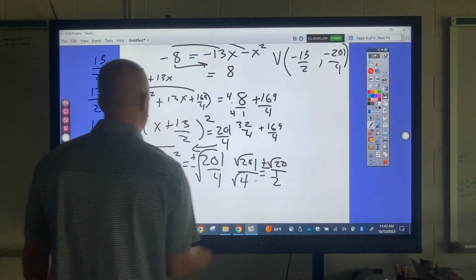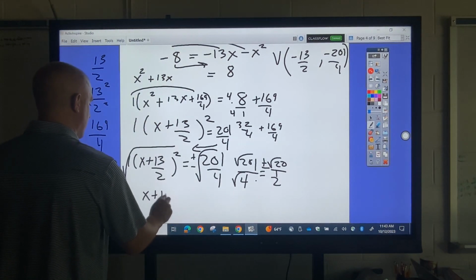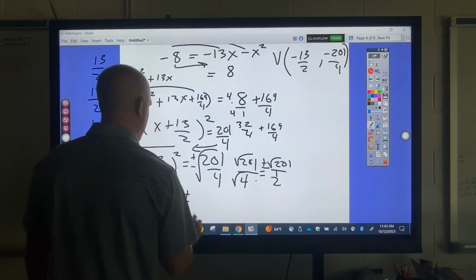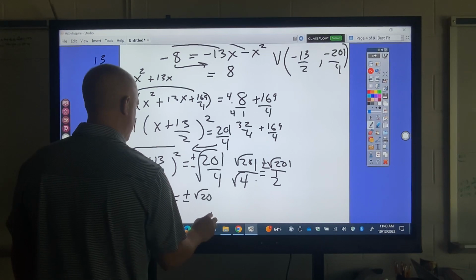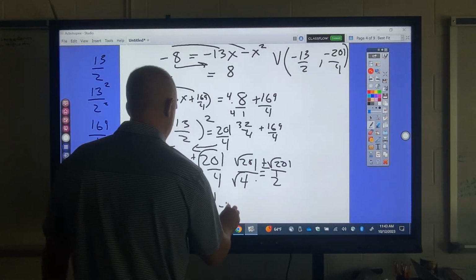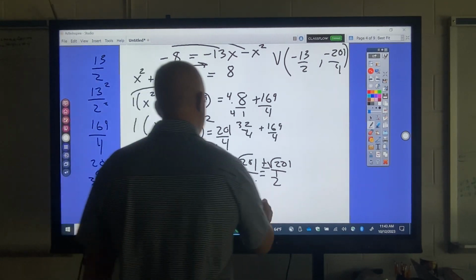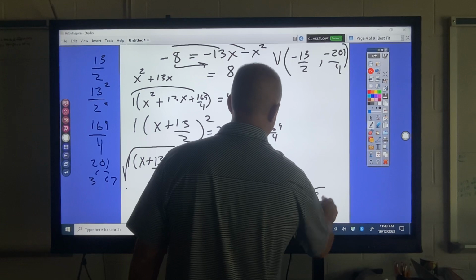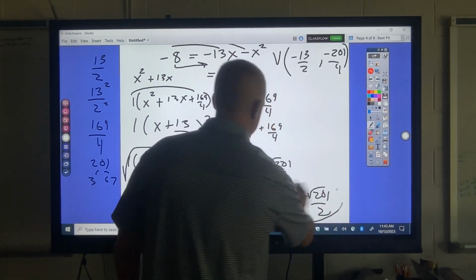Okay, plus or minus. So I got x plus 13 over 2 equals plus or minus square root of 201 over 2, and I would subtract the 13 over 2. So I got x equals negative 13 over 2 plus or minus square root of 201 over 2. That would be the solutions.